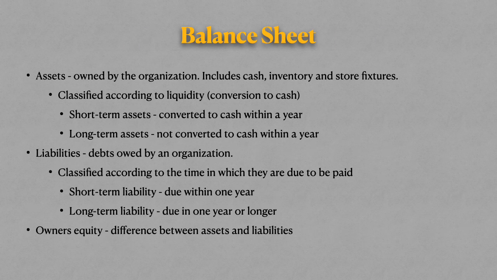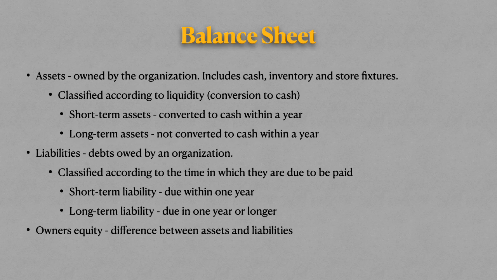The balance sheet is a statement of an organization's assets, liabilities, and owner's equity at a particular point in time. Your assets are the things that are owned by the organization. It can include cash, inventory, and store fixtures. Assets are classified according to their liquidity, which pretty much means their conversion to cash. So short-term assets are converted to cash within a year, while long-term assets are not converted to cash within a year.